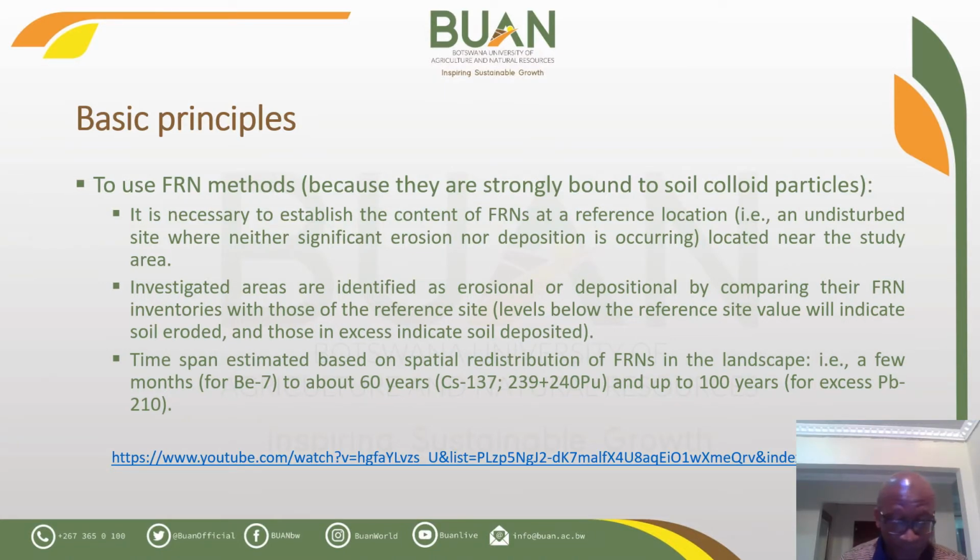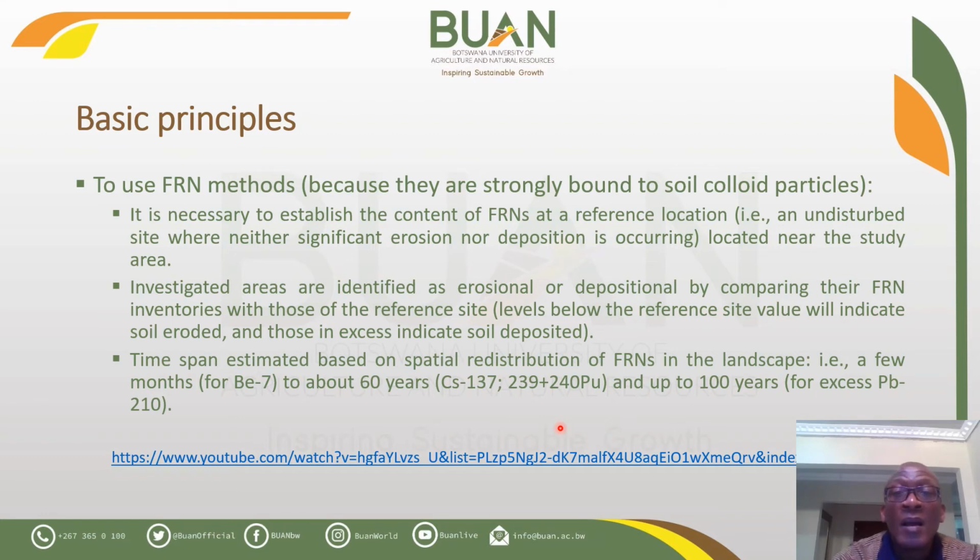And when these deposit to the soil, they tend to strongly bind in the colloid particles of the soil. They are normally used to study sediment processes, examples of which is that due to our practice as we do our farming. So in order to be able to use this, it is necessary that we establish what is termed the reference location from undisturbed soils, so that we can compare those with the levels that we obtain from sites of interest.